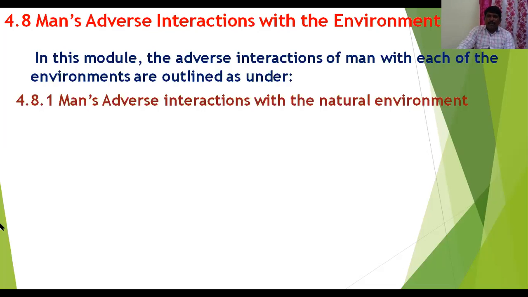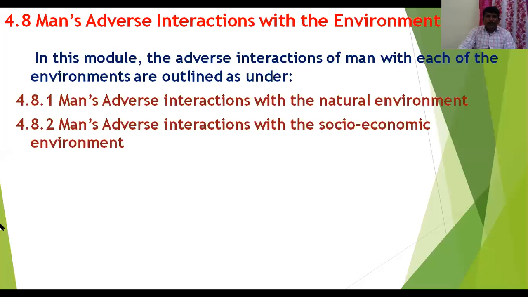Others such as burning, deforestation, poaching of wildlife, dumping of toxic waste, illegal mining and damage to aquatic life and other ways in which the natural environment is being mismanaged are localized in nature, being confined mainly to the developing nations. The second is man's adverse interactions with the socio-economic environment.